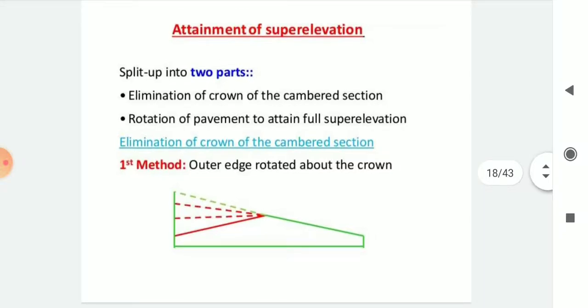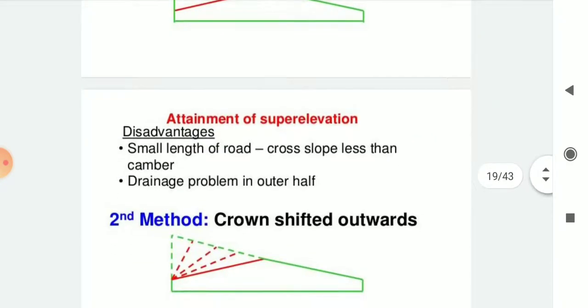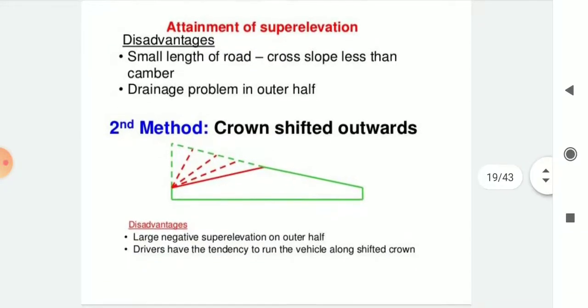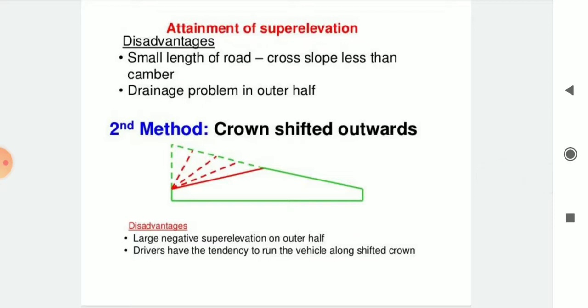It is split up into two parts. First, elimination of crown of the cambered section, and second, rotation of pavement to attain full super elevation. In elimination of crown of the cambered section, the first method is outer edge rotated about the crown. Disadvantage: small length of road, cross slope less than camber, and drainage problem in the outer half. These are the disadvantages in the first method.